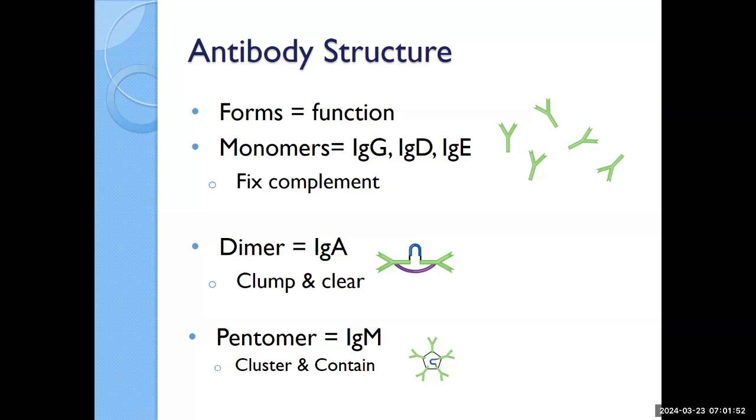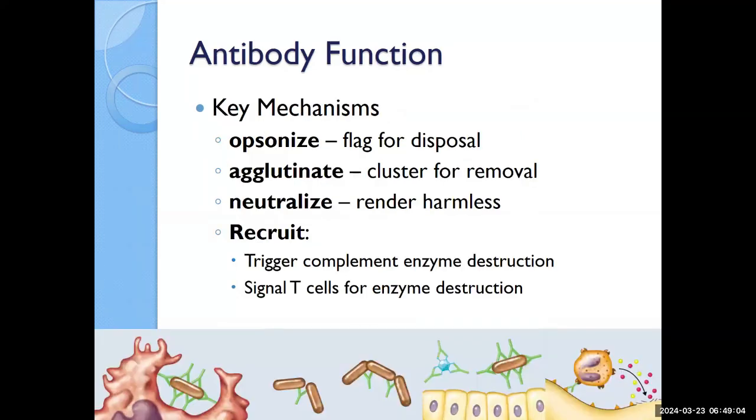Antibody A, on the other hand, is the only antibody that exists as a dimer, 2 antibodies basically side by side. By having 4 arms, as opposed to 2, it is much more efficient at clumping and clearing, or agglutinating things, than its monomer counterparts. And antibody M is the only antibody that exists as a pentamer, a group of 5 antibodies together, which has even better agglutination potential. Once bound, antibodies will result in one of 4 actions.